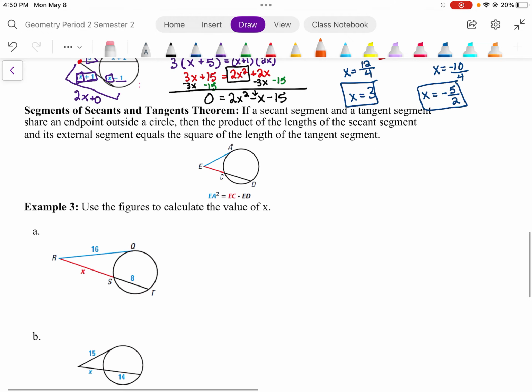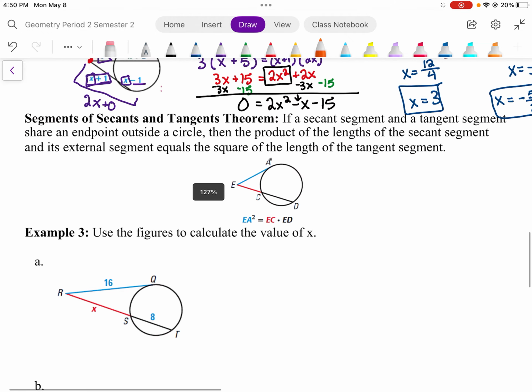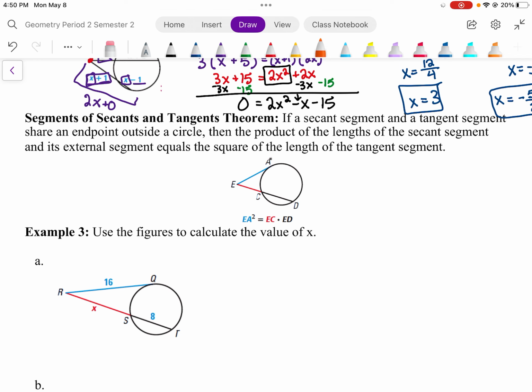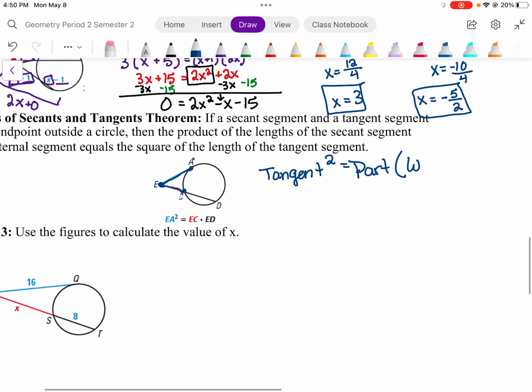Okay. So then the last part of today's is the segments of secants and tangents theorem. So for this one, when you have a tangent, you are going to take that one and square it, and that's going to be equal to the part of the secant that's outside of the circle, just like before, multiplied by the whole length of the secant.